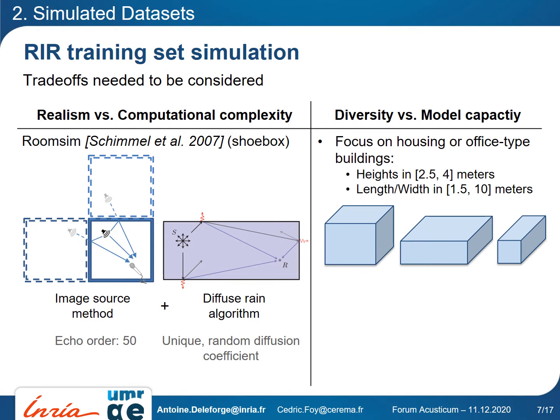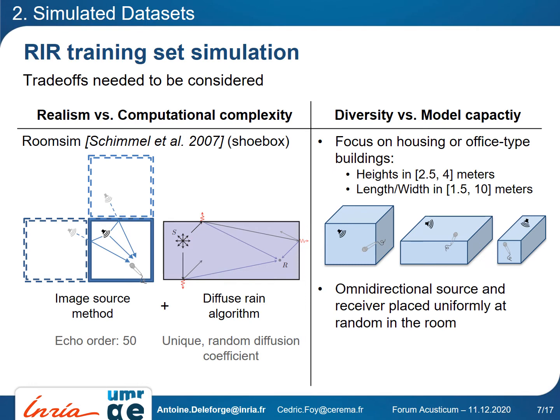For this study, we choose to focus on housing or office-type buildings. We generated rooms with heights drawn uniformly at random between 2.5 and 4 meters and lengths and widths between 1.5 and 10 meters. This allows us to include diverse and realistic room geometries, including large halls or corridors. We then place an omnidirectional source and an omnidirectional receiver uniformly at random in each room to simulate an impulse response. We simulated 15,000 of them for the training set and 5,000 of them for the development set.